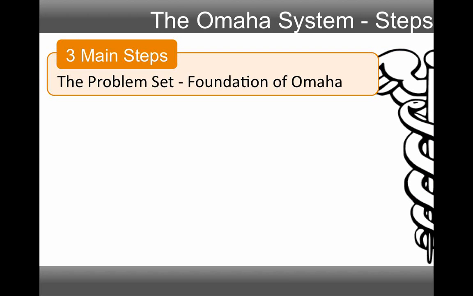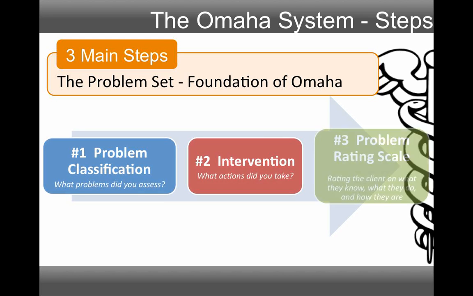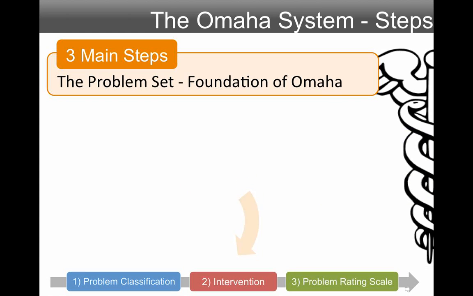Now there are three main steps involved in a completed problem set, which is the foundation of the Omaha system. Like I previously stated, for each problem you discover, you're documenting how you address that problem. Now if that problem is a high priority problem, you're going to rate that client before your intervention and after interventions until it's an acceptable level. Because these three steps are all you need to know, and I want you to keep this in mind, I'm going to make this the footer of the presentation.